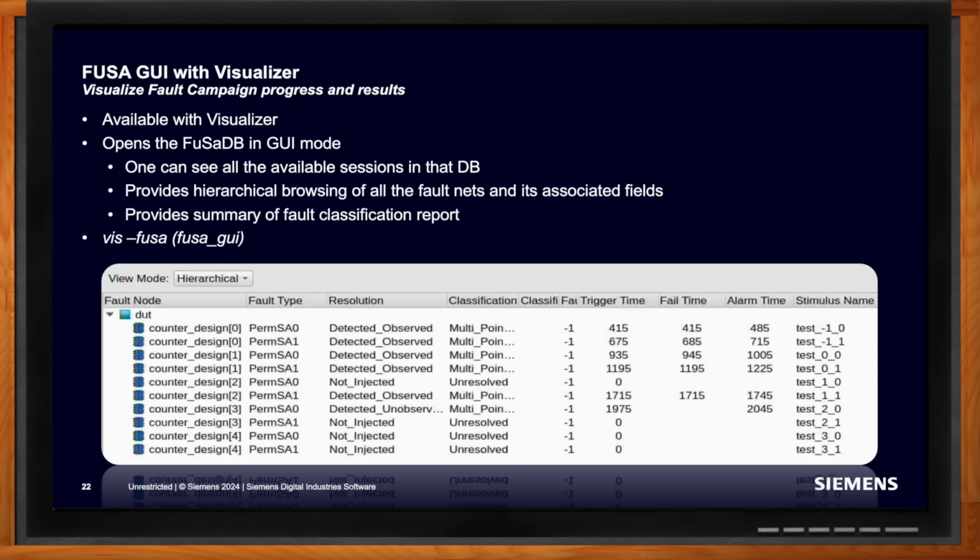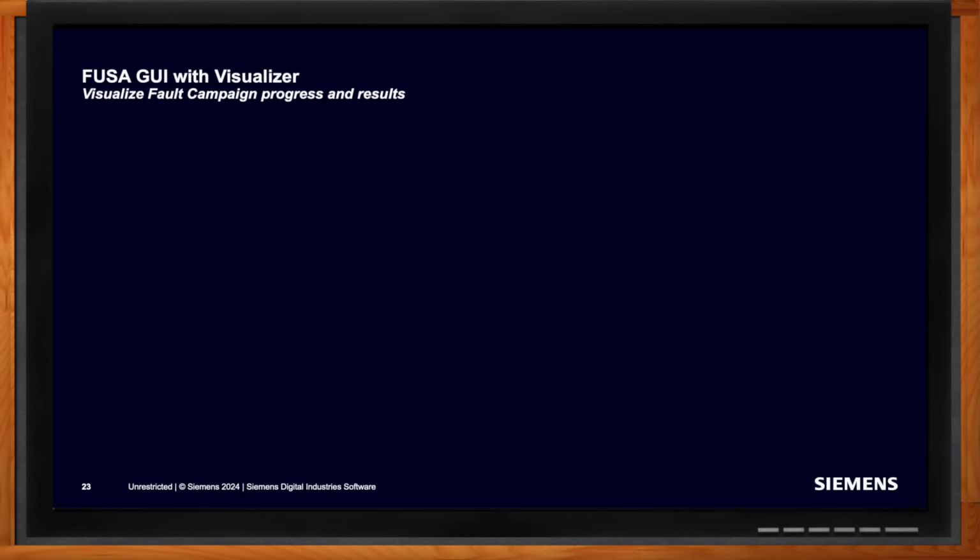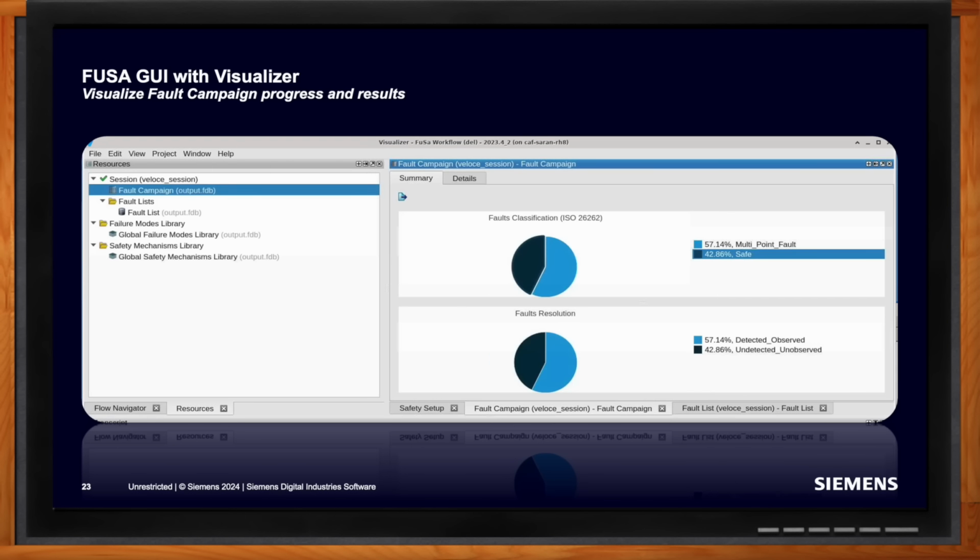And then we also provide another view, which is a very, very high level view. This is what the functional safety manager really wants to see. The last view is more of a technical engineering type of view, but they just want to be able to see at a very high level how many faults. In this instance, we have 57% of the faults were multi-point and 86% of the faults were safe.